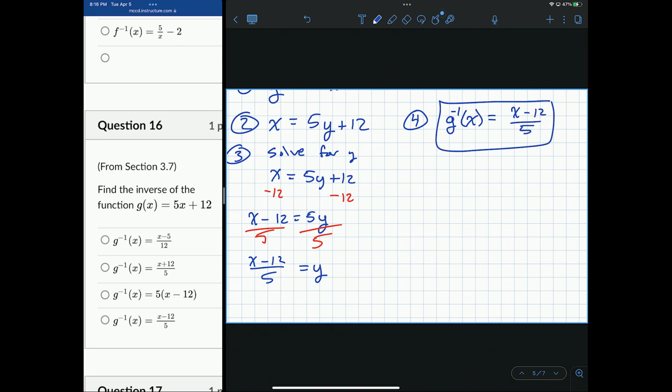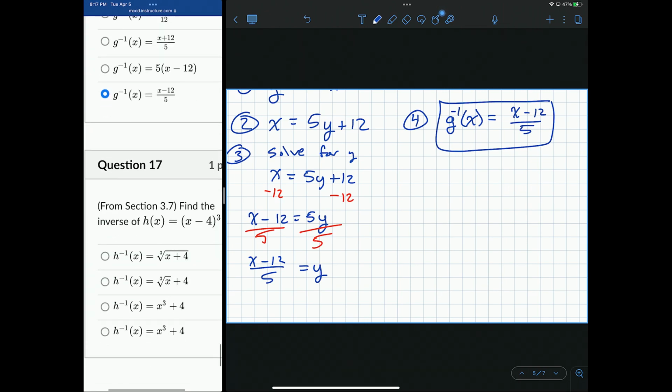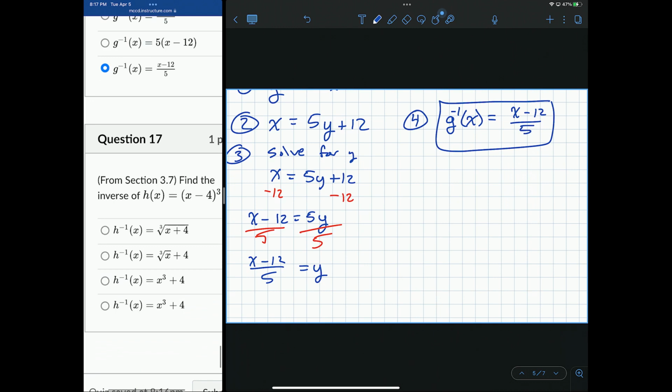So we just look for x minus 12 over 5. Again, all the answers here are the correct numbers, but arranged in different ways. Looks like the right answer ended up in the last spot. Okay, almost done. I think this is going to be it.